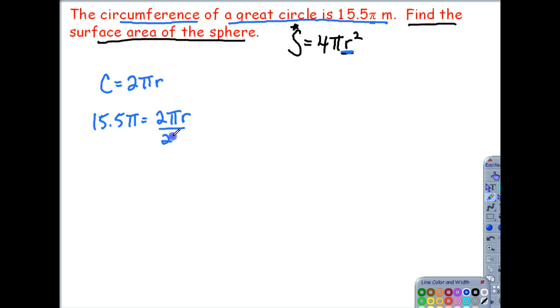So how do I get the r? I'm just going to divide by 2 pi. Now, when I divide by 2 pi, notice the pi's will cancel out. So you're essentially just doing 15.5 divided by 2. So the radius is 7.75. Am I done? No, that's just the radius.